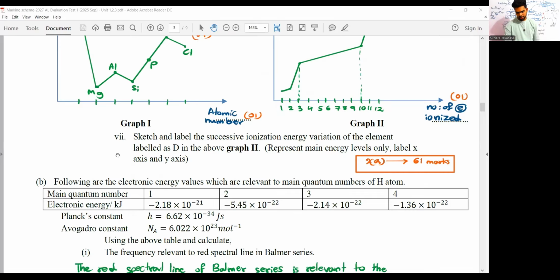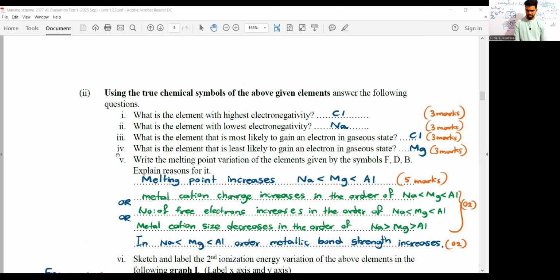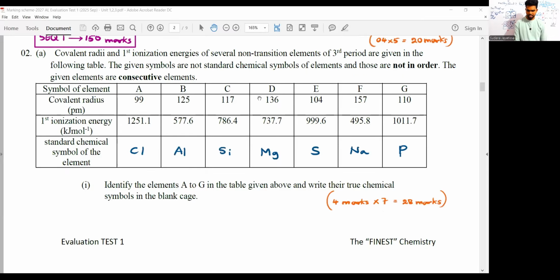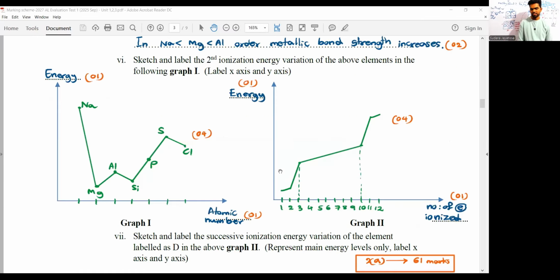It is asking you to sketch the successive ionization energies of the element D. Element D is magnesium. So magnesium successive ionization energies. Successive ionization energies means you are removing electrons one by one. I'll explain how that graph came.